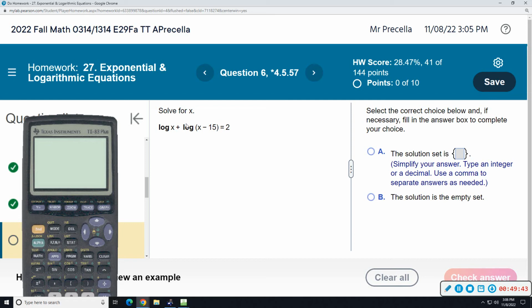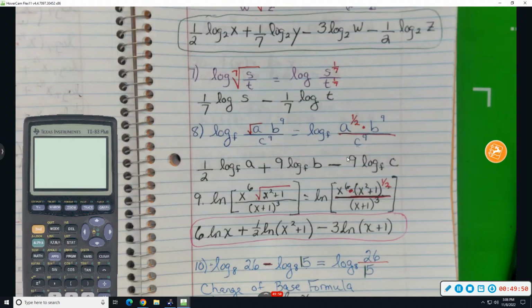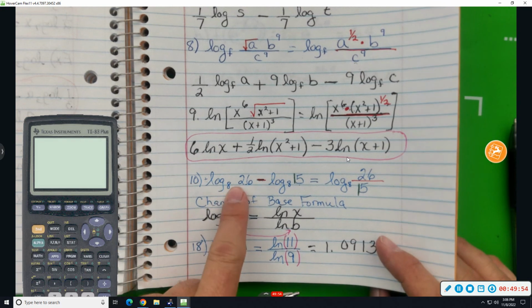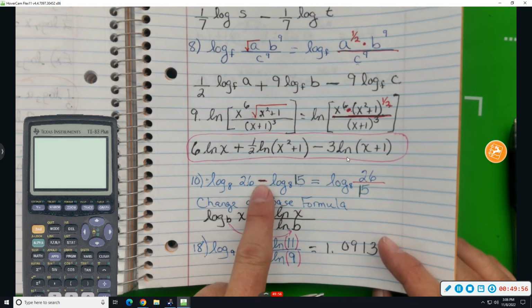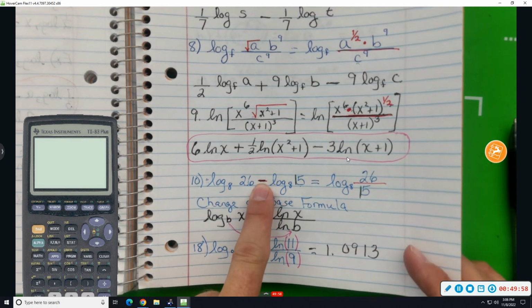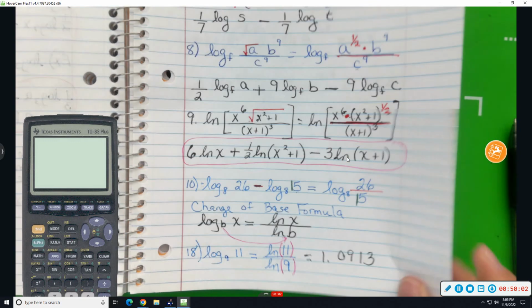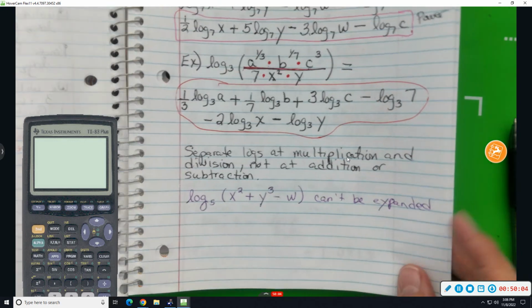Let's see. Like here, problem number 10, we're condensing logarithms. If there's a minus sign, then that's the stuff that goes on the bottom. This might have been my Monday, Wednesday class there. Let me go back.